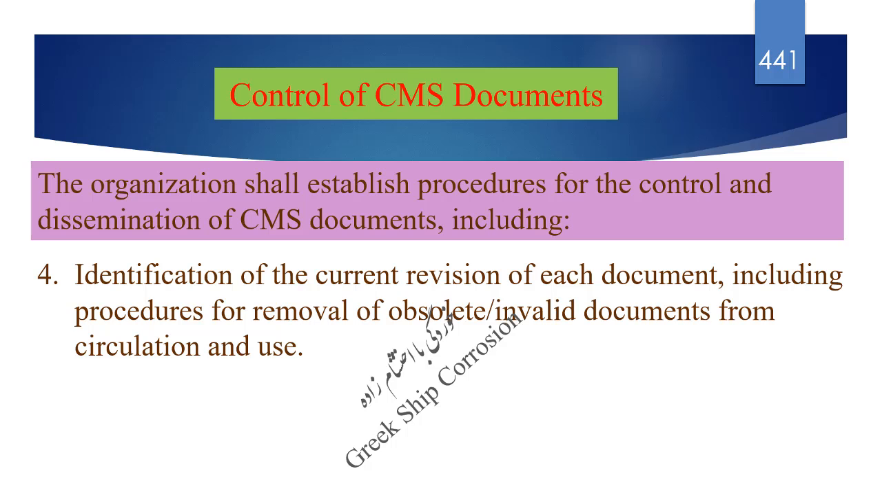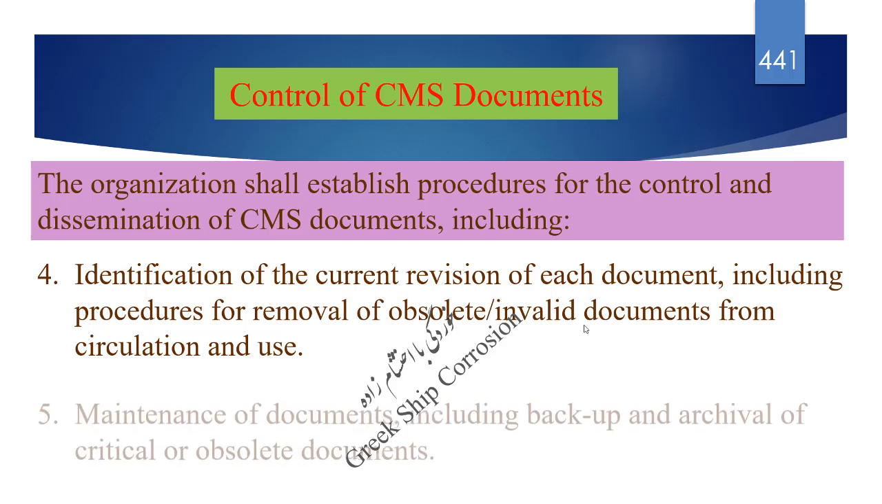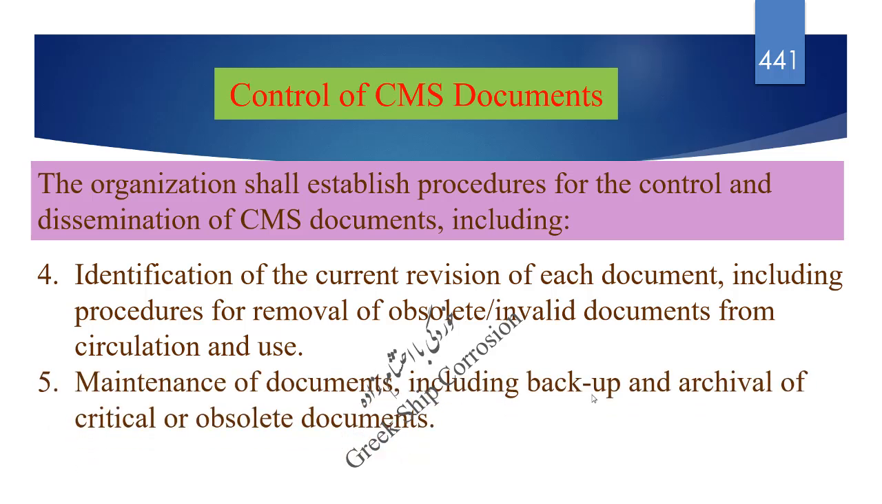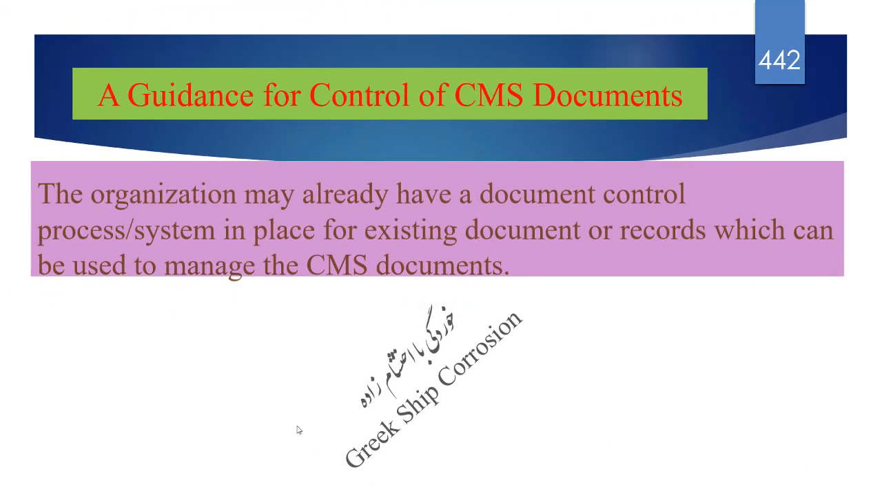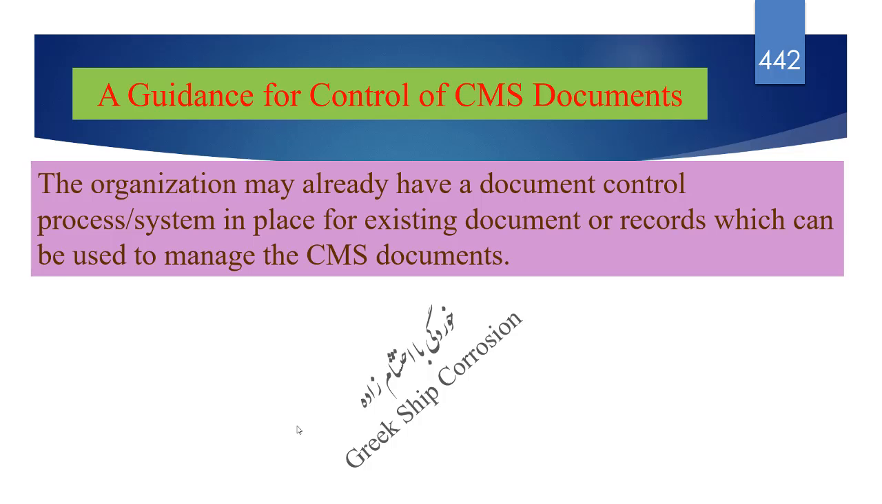4. Identification of the current revision of each document, including procedures for removal of obsolete, invalid documents from circulation and use. 5. Maintenance of documents, including backup and archival of critical or obsolete documents. A guide for control of CMS documents. The organization may already have a document control process system in place for existing document or records, which can be used to manage the CMS documents.